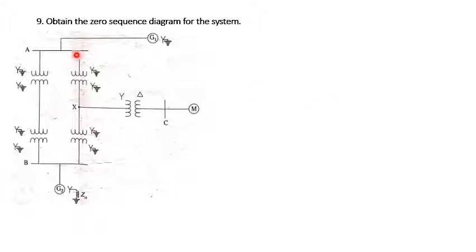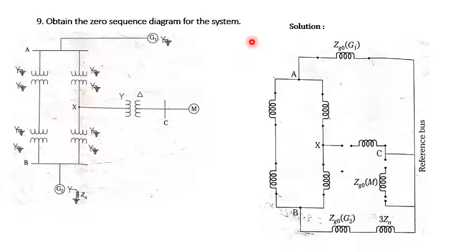Then the next question: obtain the zero sequence diagram for the system. The solution is like this. Consider this is our reference, the ground point. Generator G1, G0, is grounded, so we are going to close the switch across this point. Then there is a transformer across point A and point B. This is point X and this is point C. Between A and B you can see that both the primary and secondary of the transformer are grounded, so we are going to close the switch.